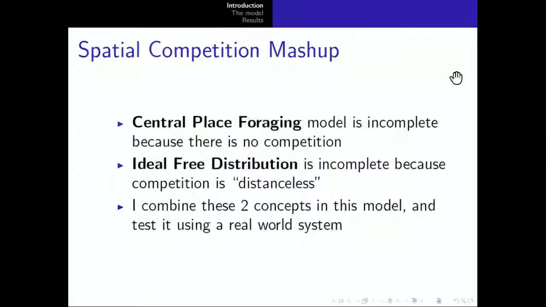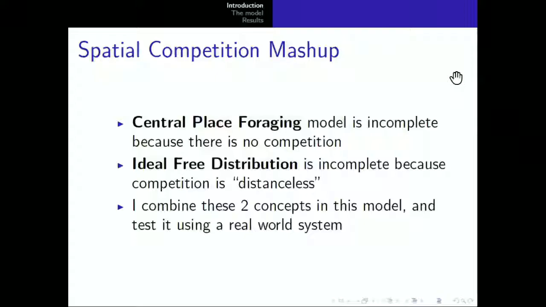Whereas the ideal free distribution is incomplete because, with competition, there are no distance costs. In other words, it doesn't matter if I'm going to the coffee shop across the road or a mile away. It just matters what the lineup is at the coffee shop. So in this chapter in my thesis, I'm combining these two concepts, and then I'm testing them using a real world example.